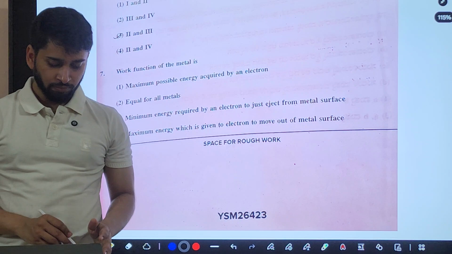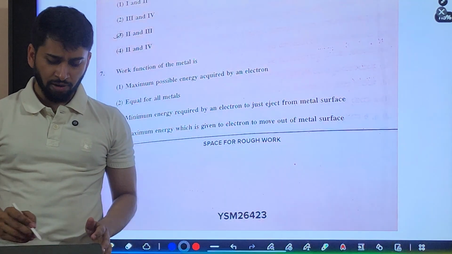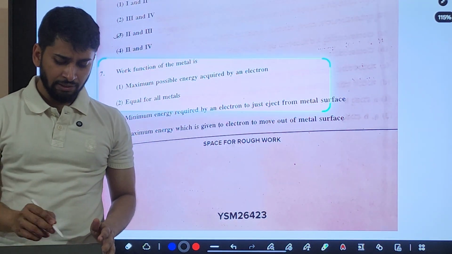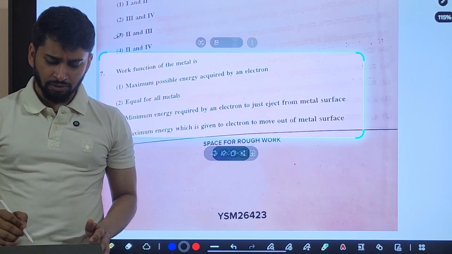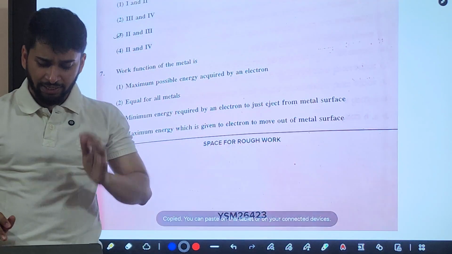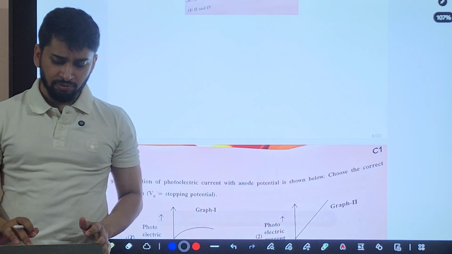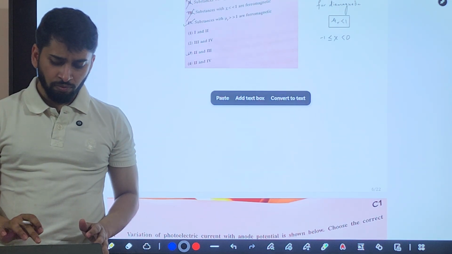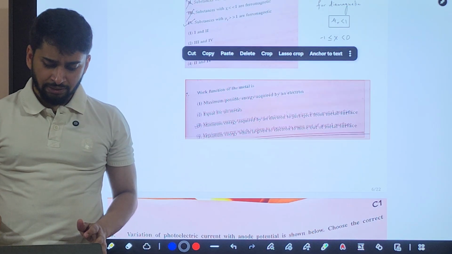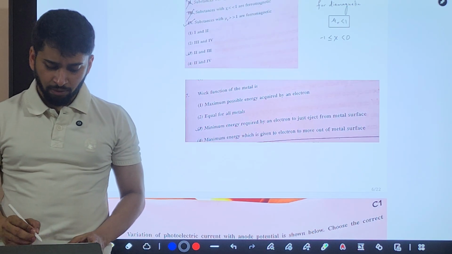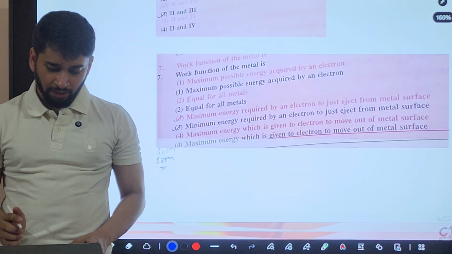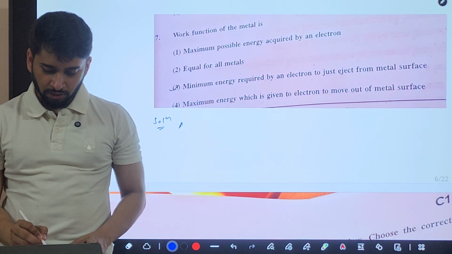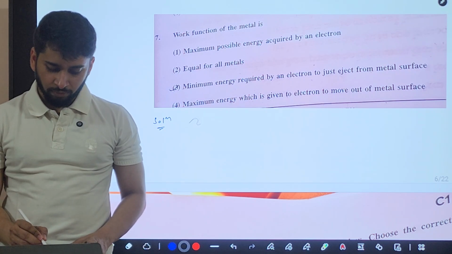The 7th question. What does the 7th question say? Work function of the metal is. What is the work function? It's the minimum energy required. It's a definition only, right? It's just a direct definition they have asked. 7th question is an easy one. Work function indeed is the minimum energy required by the electron. Fine. So for the 7th one also, the answer will be option 3.